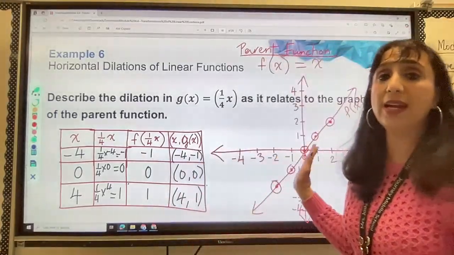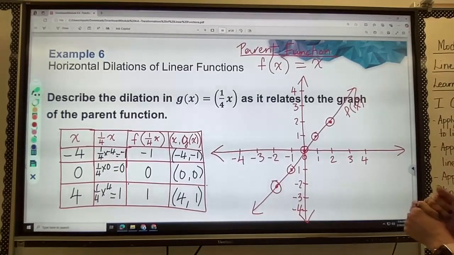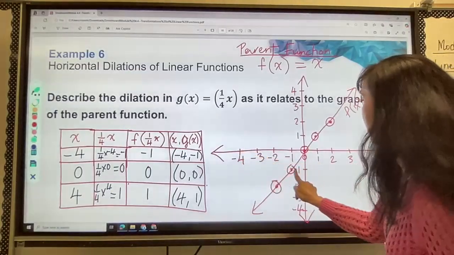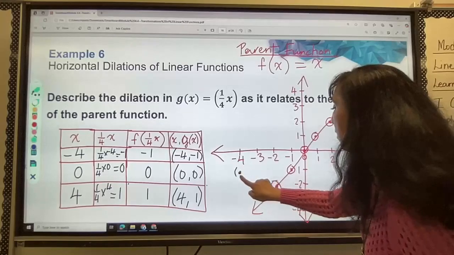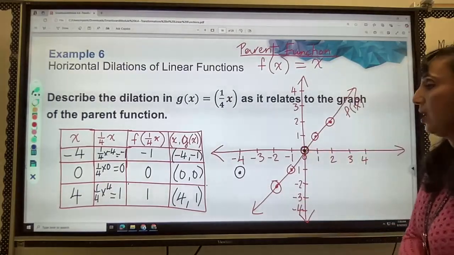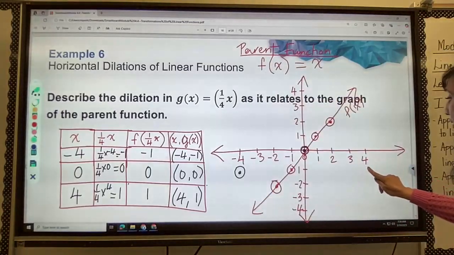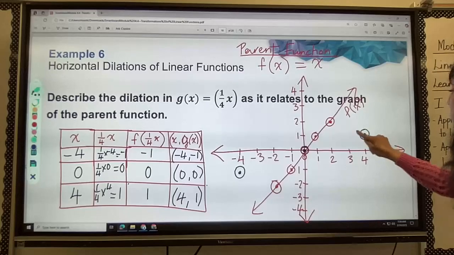So I've already created the graph with the parent function, and this is f of x. And now I'm going to go ahead and graph my g of x. So when I have -4 as x, my y is -1. So this is my y. Okay, here we have 0, 0. And then when x is 4, y is 1. So this is where my graph is.